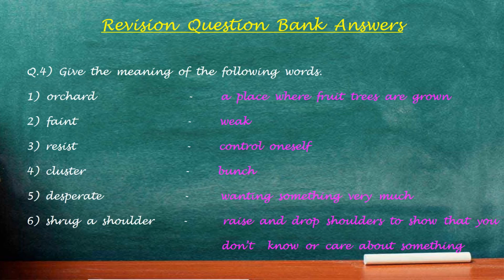Question 4 was, give the meanings of the following words. The first meaning, orchard, a place where fruit trees are grown. Second meaning, faint, is weak. Resist, control oneself. Cluster, bunch. Desperate, wanting something very much. Shrug a shoulder, raise and drop shoulders to show that you don't know or care about something.